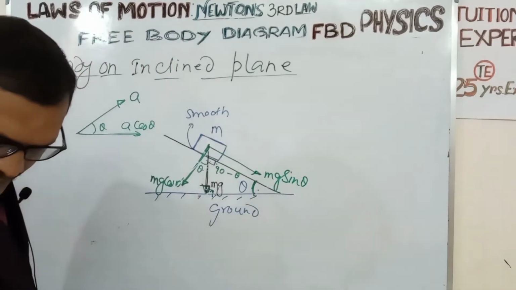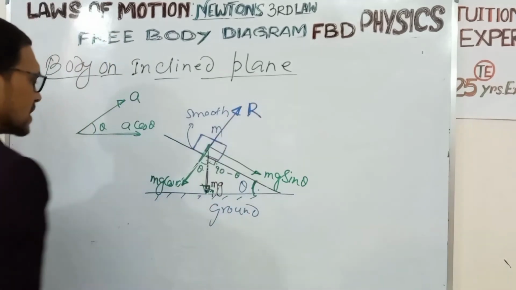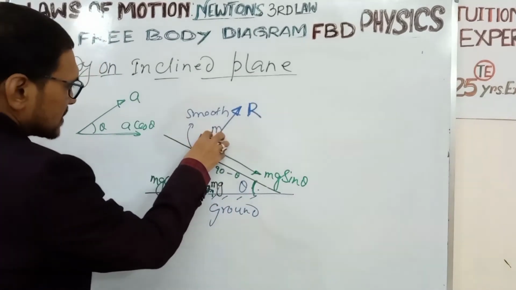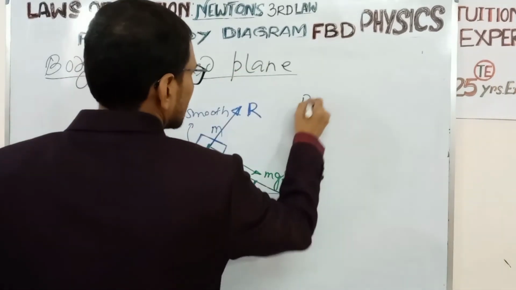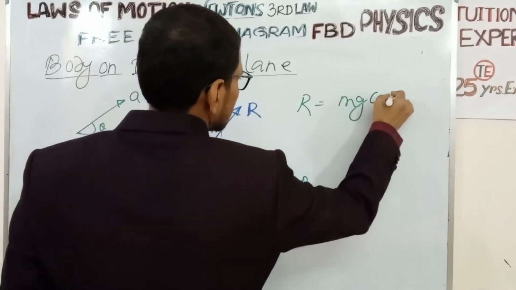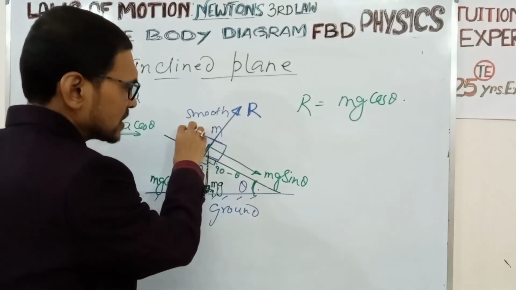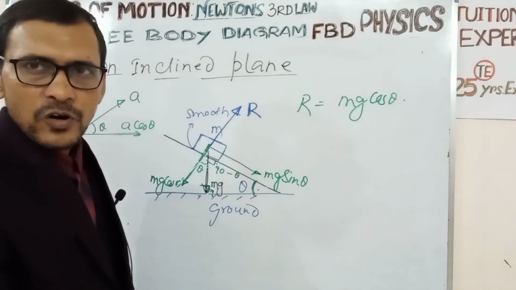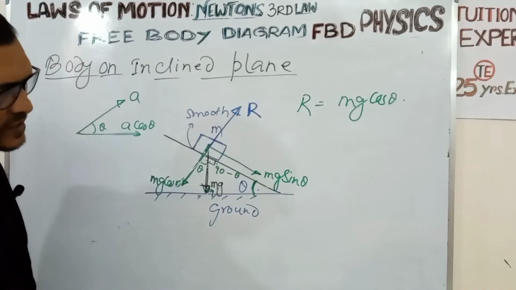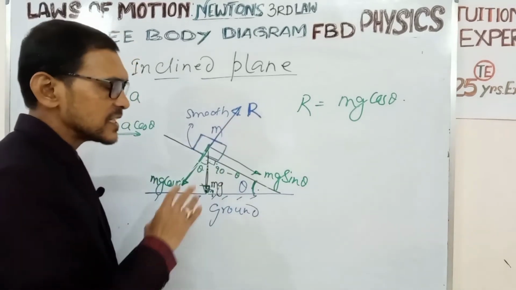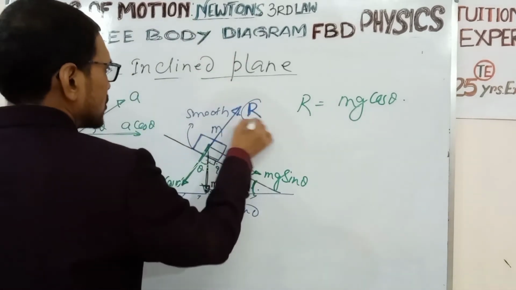Now if the reaction force is here, R, so this is the reaction force. As there is no acceleration along this direction, R must be equal to mg cos theta. The block accelerates along the inclined plane, with no acceleration along this direction. So R equals mg cos theta, because if two forces are equal and opposite, then there is no resultant force along this direction, so no acceleration.